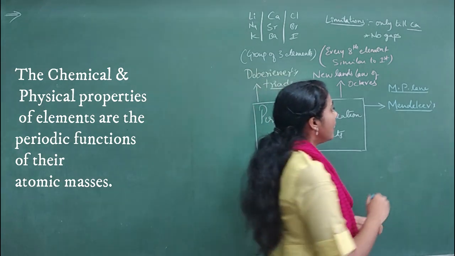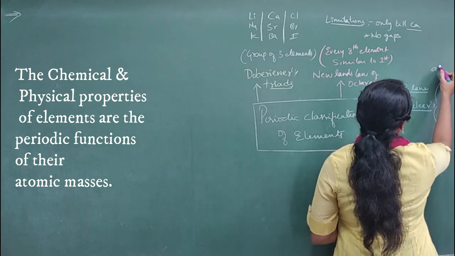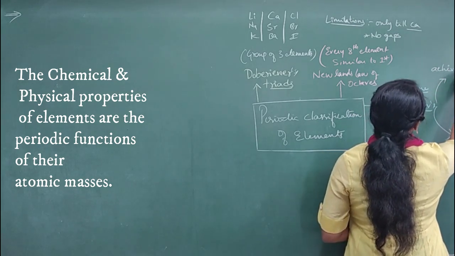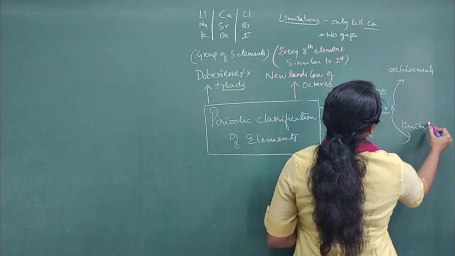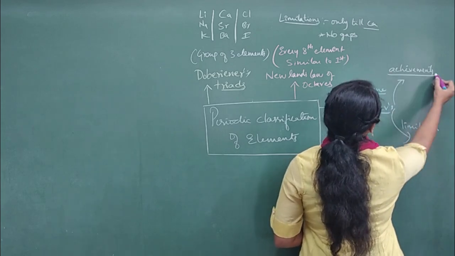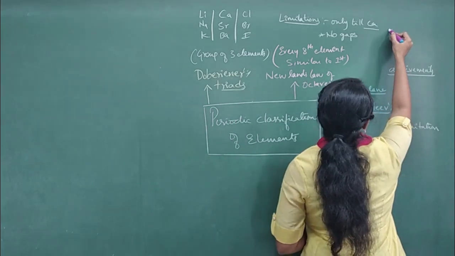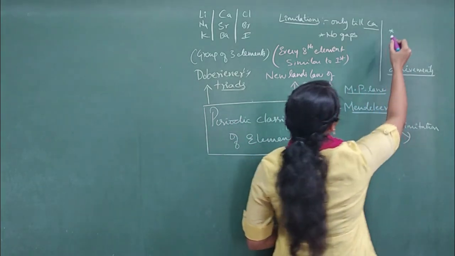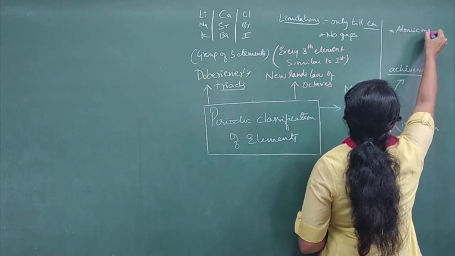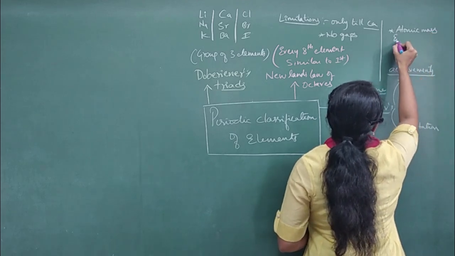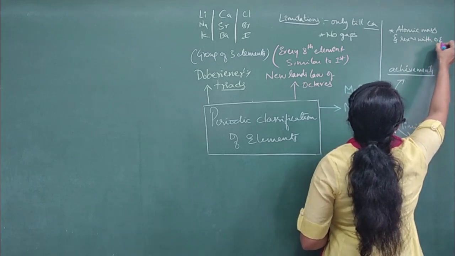And again here you must remember achievements. There are certain achievements of Mendeleev's periodic table, and there are certain limitations also. So both are important to remember. So what are the achievements of Mendeleev's periodic table? First point, I'm writing about the achievements. He arranged all the elements according to increasing order of atomic masses, and conducted reactions with oxygen and hydrogen.